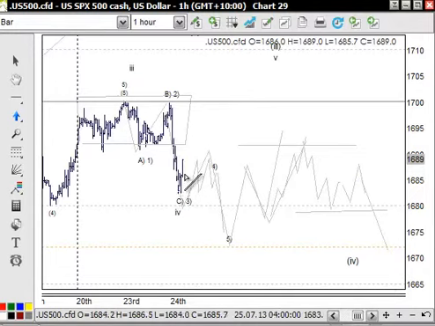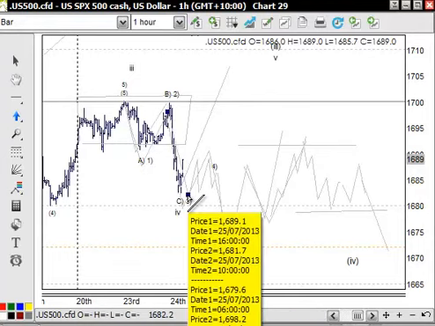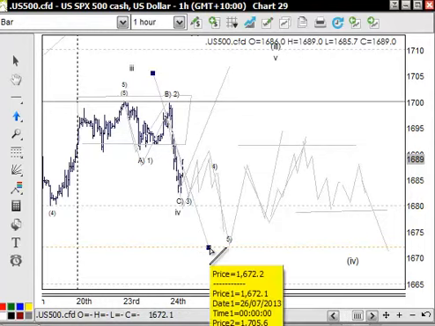Obviously, this can also just push straight back up through here, because we do have this A, B and C correction here as well. So we need to be a bit mindful of that. But we also need to focus on that Dow Jones having 5 waves down as well. So look, we're in the first leg.